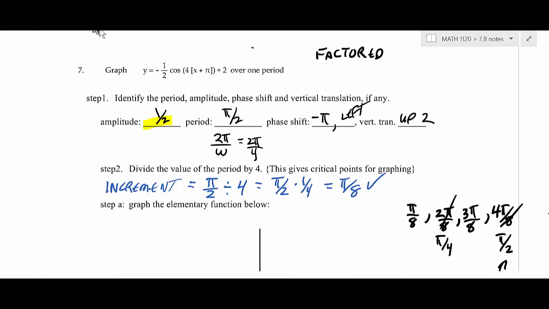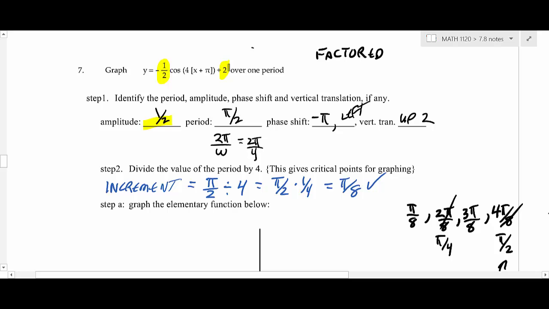Okay? So the other thing I want to pay attention to is what happens with these numbers right here. These 2 numbers, the 1/2 and the 2, will tell you how to make your y-axis. All right, tell me what the 1/2 is going to do. It's going to shrink it, right? And it's going to flip it because it's negative. Then what's the 2 going to do? Up 2.